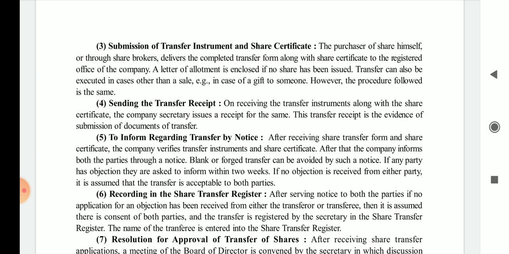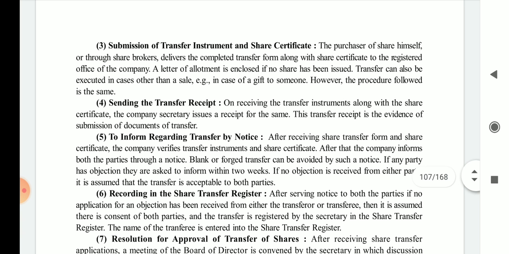A letter of allotment is enclosed if no share certificate has been issued. If no share certificate is issued at that time, they have to attach a letter of allotment, which can be proof that this particular person has been allotted this number of shares. So if you are not able to attach a share certificate, you have to attach the letter of allotment, which is proof that you hold this number of shares in the particular company.